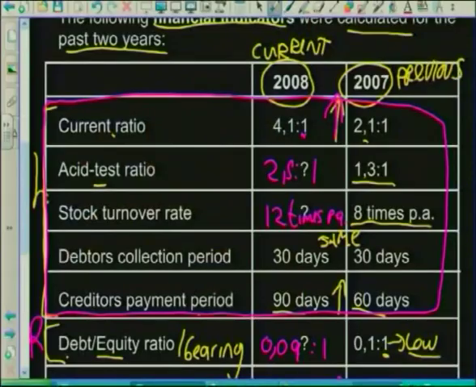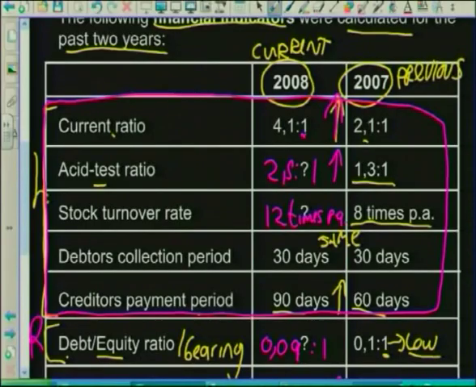Asset test ratio, again, if we compare 2007 to 2008, it has improved, and this ratio also indicates that the business will be able to meet its short-term commitment. For every 1 rand of current liabilities owed, the business has 2 rand 50 cents worth of current assets.